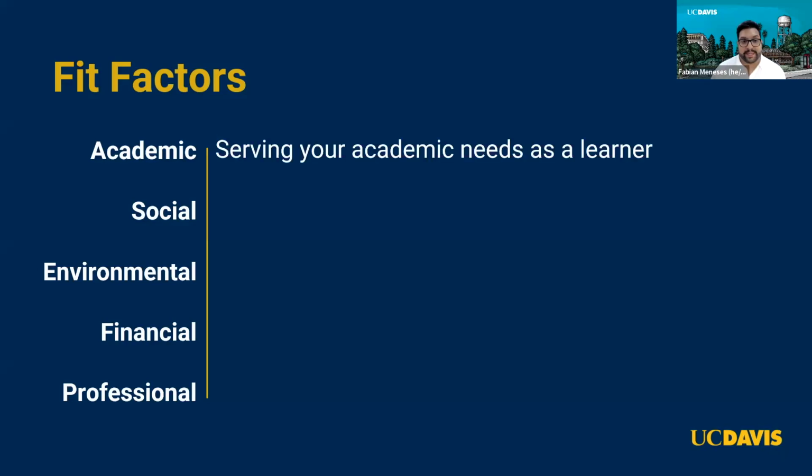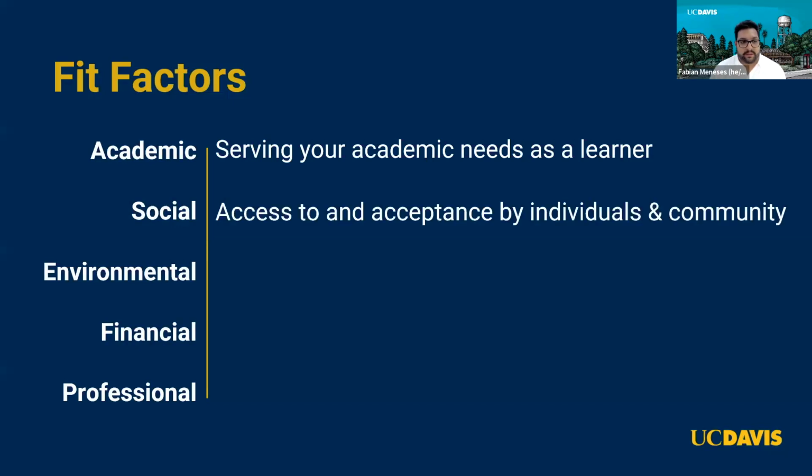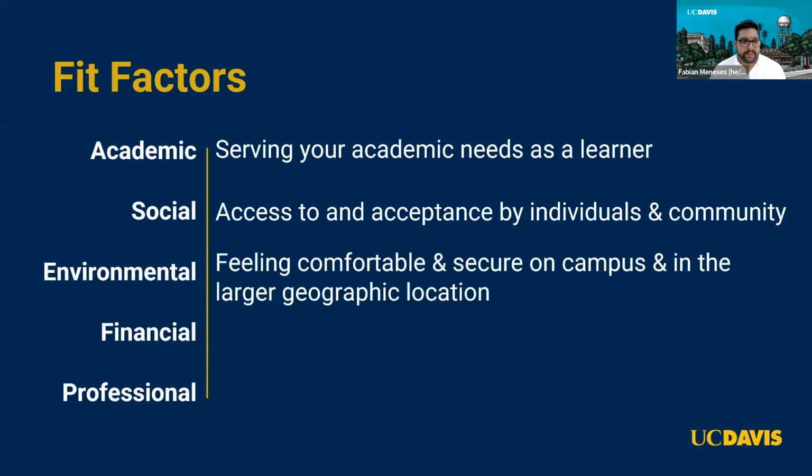So the first one is academic. Does the institution serve your academic needs as a learner, right? The second is social. Does it have the community you identify with, the clubs and organizations, the housing needs? What does that look like? The third would be environmental. So, do you feel comfortable and secure on campus? What's the weather like? How far is it from my house? Am I used to that type of weather? So some crucial pieces to keep in mind.